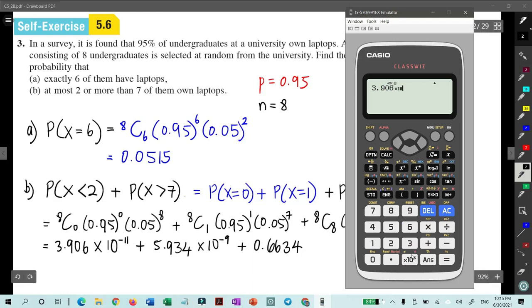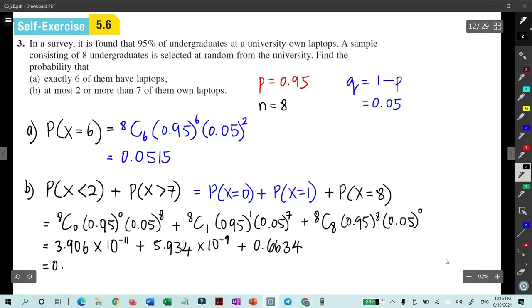3.906 times 10 to the power of negative 11, plus 5.934 times 10 to the power of negative 9, and then we plus with 0.6634, and press equals to, the answer is 0.6634. Since these two values are very small, even though we add them with 0.6634, the final answer is still 0.6634.